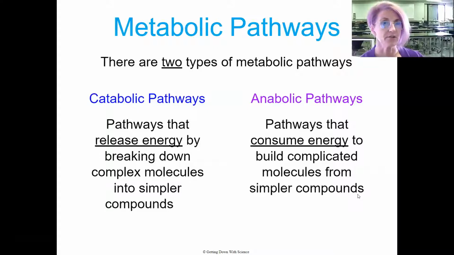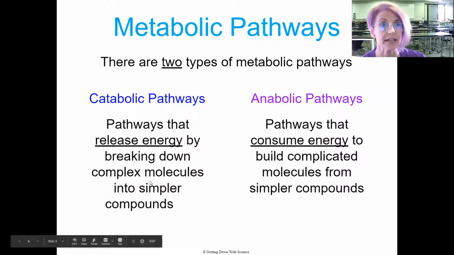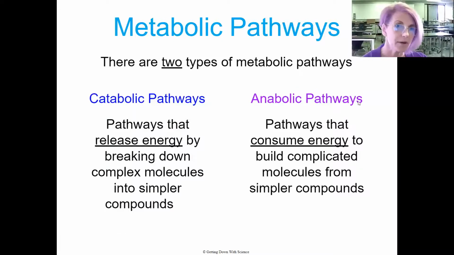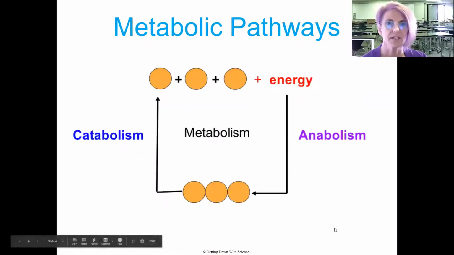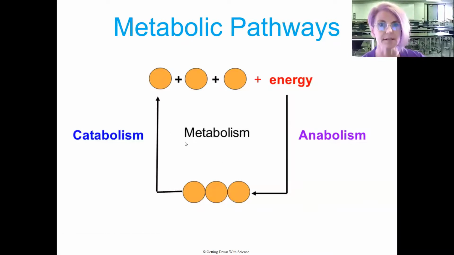Anabolic reactions then, those are the ones that you build up. Anytime anabolism outranks catabolism, you're growing. Anytime catabolism outranks anabolism, you're breaking down, okay? So that's something to think about. So this is showing you how anabolism and catabolism together make up your metabolism.